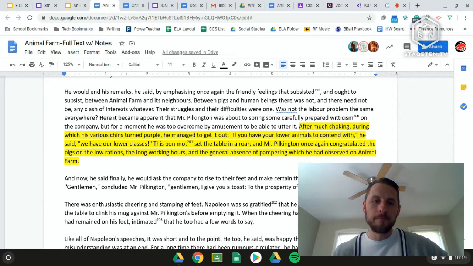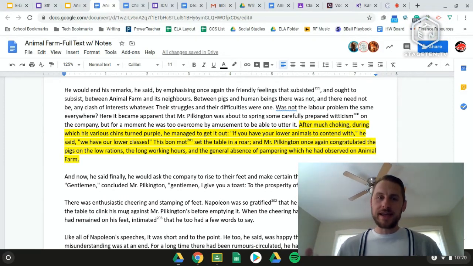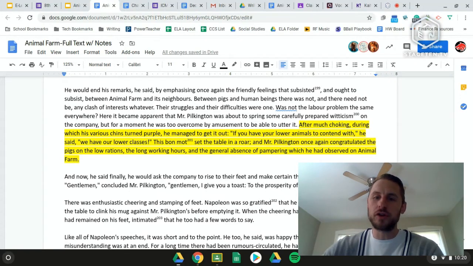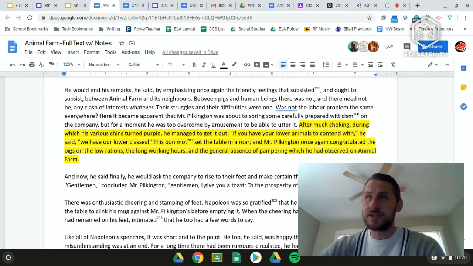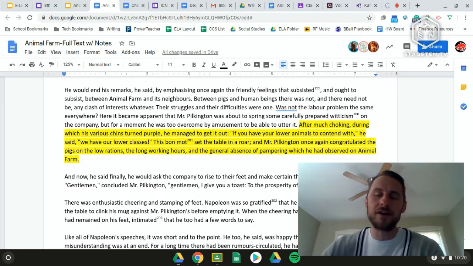All right, and then finally, we have the last section here where the farmers are getting along with the pigs, and they're making these toasts to each other. They're talking about all these different things. There's a line from Pilkington where he says, if you have your lower animals to contend with, we have our lower classes. And he congratulates the pigs on the lower rations, the longer working hours, and really the pigs being able to get away with all this without taking care of the other animals at all.